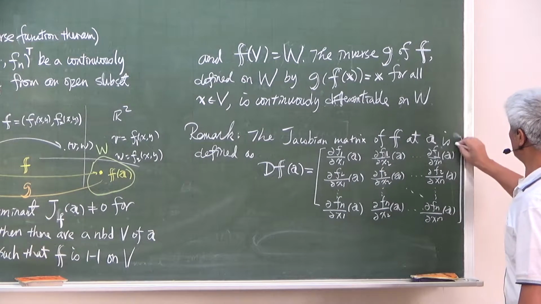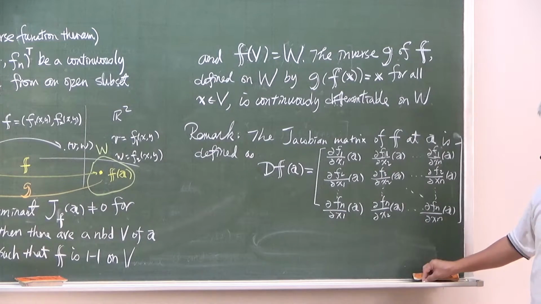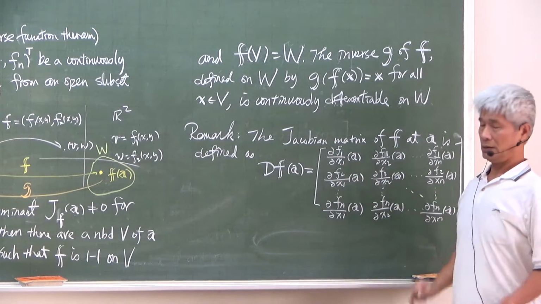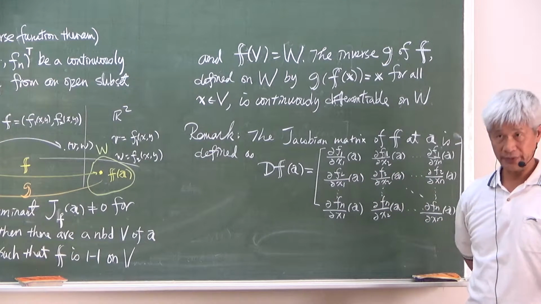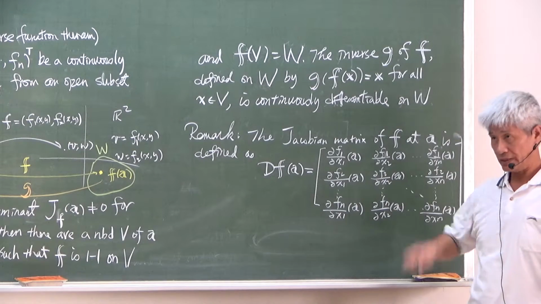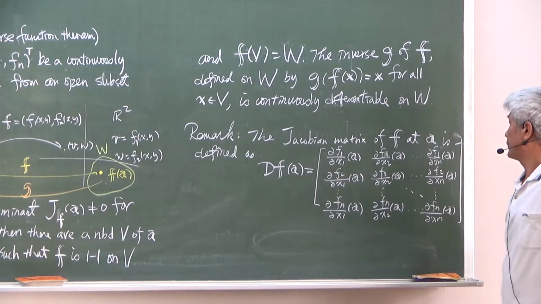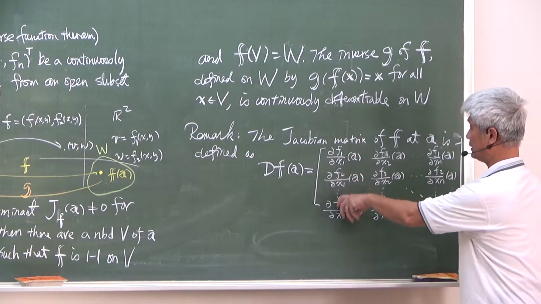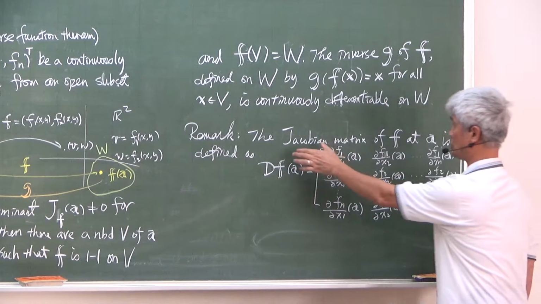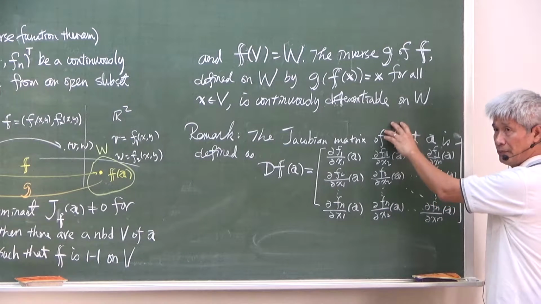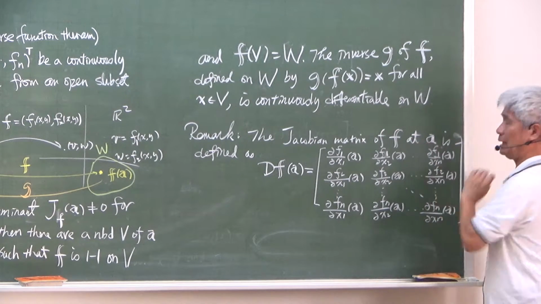Okay, so that is the matrix. This matrix consists of first order partial derivatives. We have n squared such first order partial derivatives, n times n, and all the partial derivatives are evaluated at the point A. So this is called the Jacobian matrix of the vector mapping at the point A.